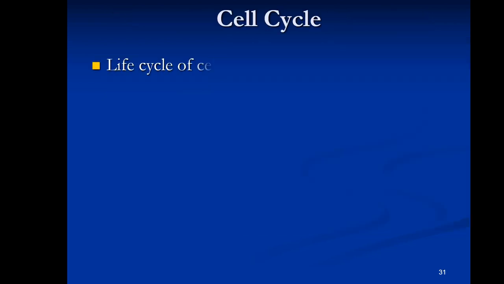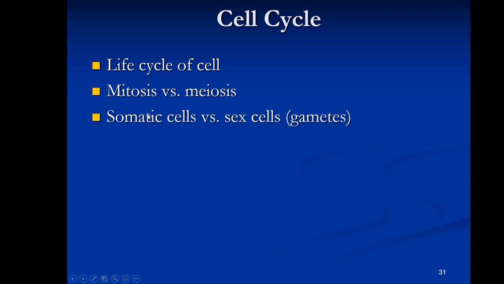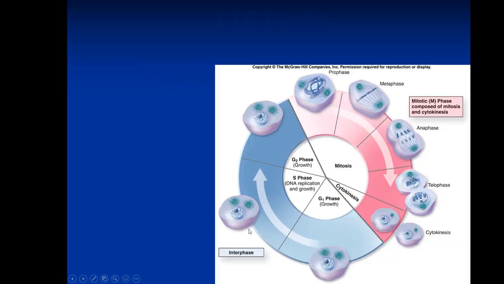All right, the last thing I want to talk about is cell division. And so the cell cycle refers to the life cycle of a cell. And depending on what type of cell you're talking about, it could go through something called mitosis or meiosis. So meiosis is what sex cells do, sperm and egg. We're not going to get into that right now. We're going to focus on what most cells undergo when they divide, and that's called mitosis. So the sex cells, called gametes, do meiosis. Somatic cells, which is everything else, go through mitosis.